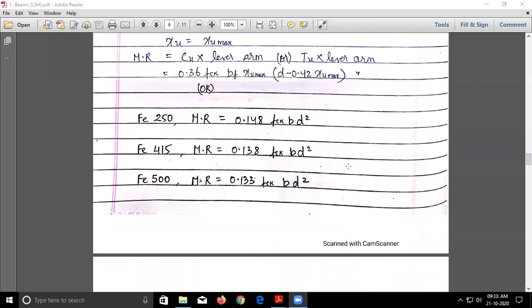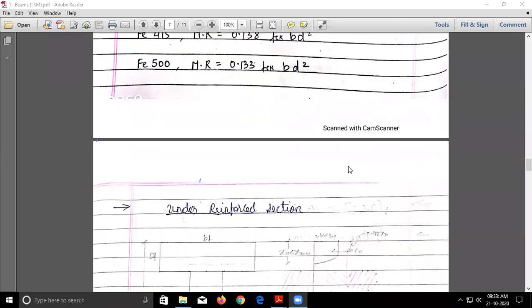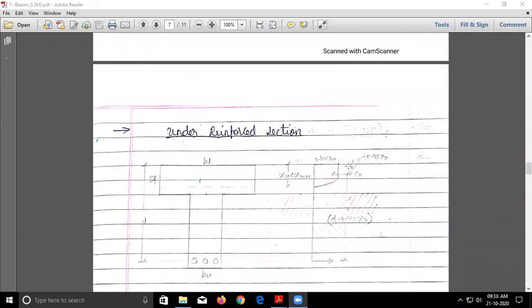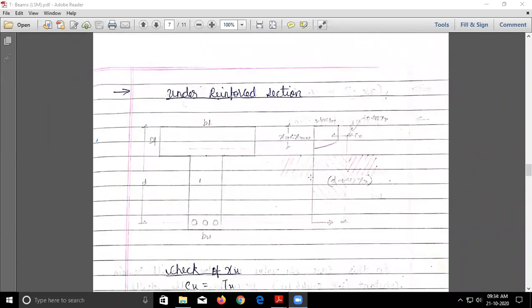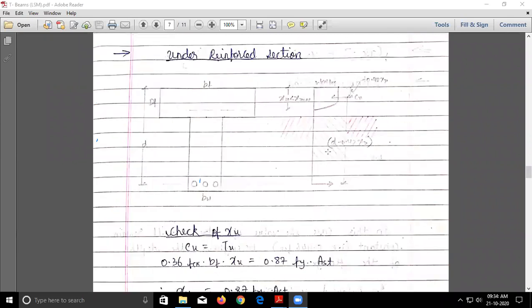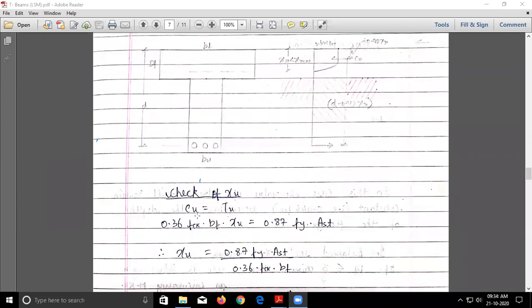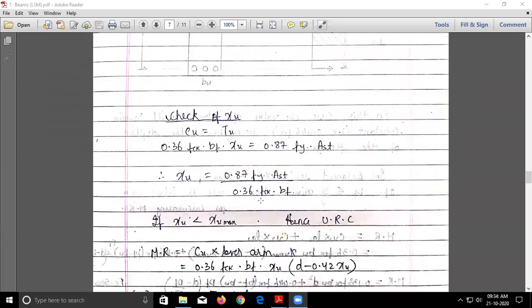Okay. So now let us talk about the under reinforced section. For under reinforced section, we know that xu is less than xu max. So same figure I have drawn. First for under reinforced section, we will find out xu. How to find out xu? Again the same equation, equating Cu equal to Tu. Cu is nothing but 0.36 fck Bf into xu. Tu is nothing but 0.87 fy into Ast. So from this we can find out xu. Xu max we already know. For different grades of steel it is different.